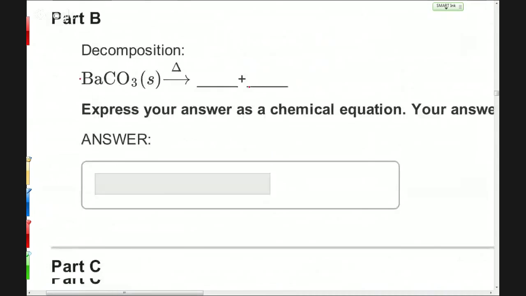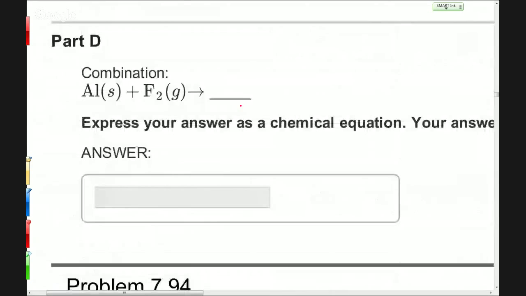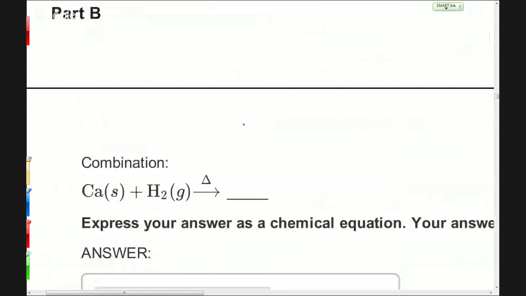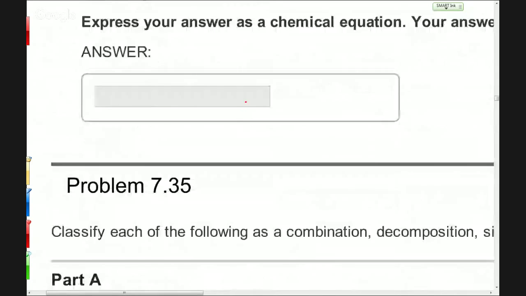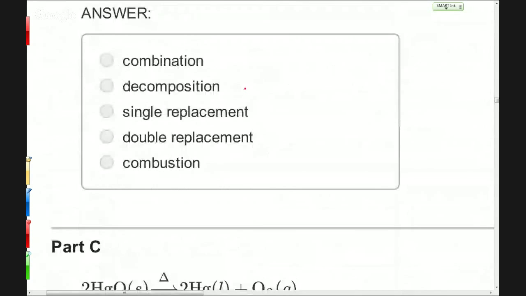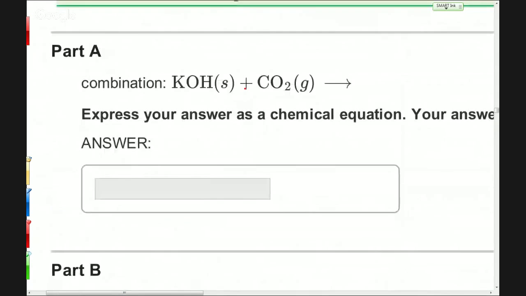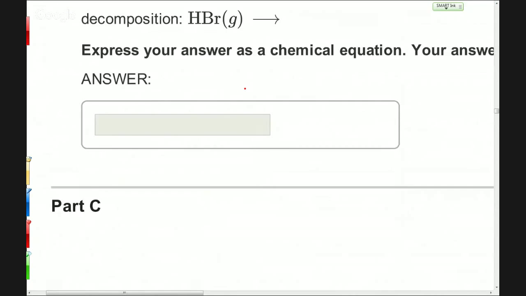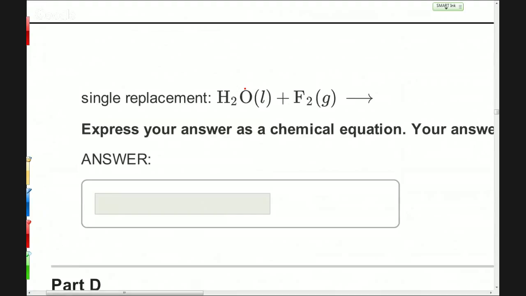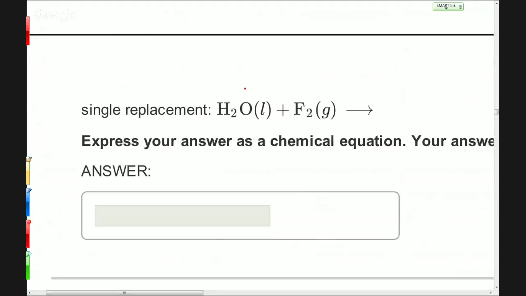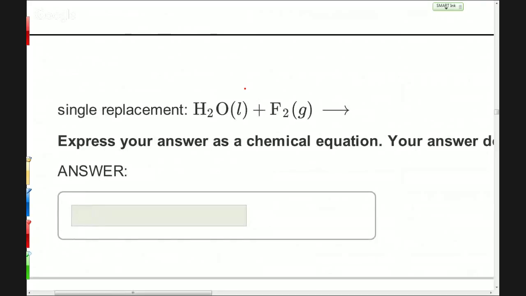I wonder if there's another one here that has a similar pattern. Another one of those single replacements. Anyway, sometimes it's a little less obvious, but you can usually use that same logic and still figure it out. Like this one. Okay, here's another one. H2O and F2. What are those products going to be?